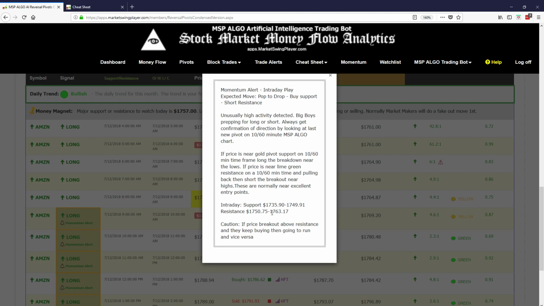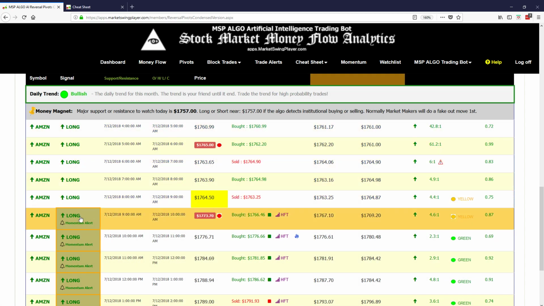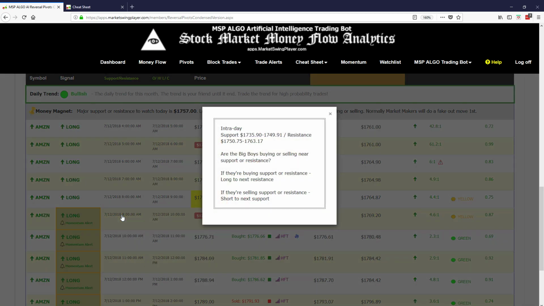Okay, so we know this is bullish. This is kind of a no-brainer here. We don't see any chop, and no scalp alerts popped up. So we could also click here and see what the intraday support and resistance is.